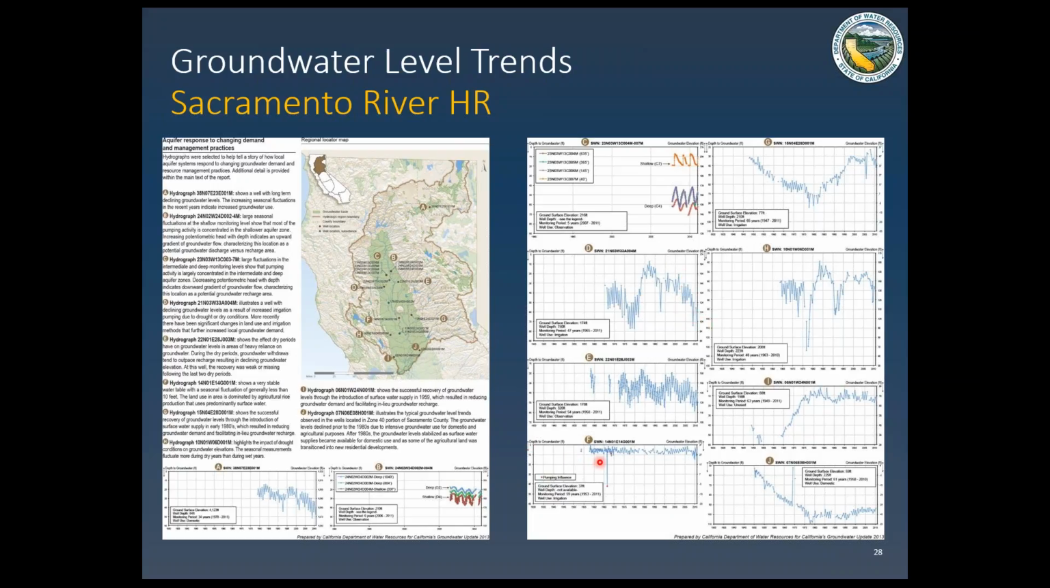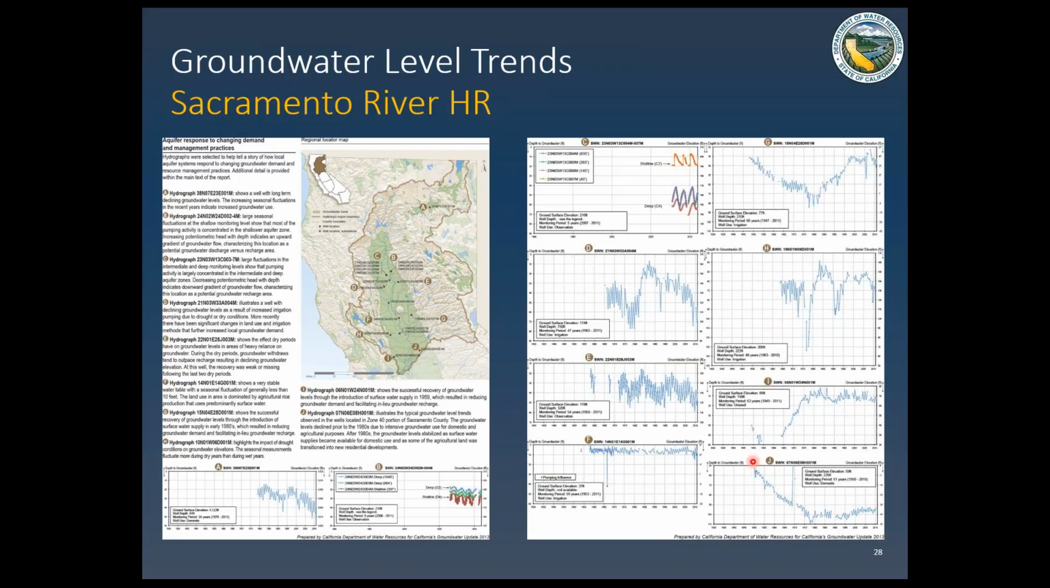We also see F, which is in this one down here. This is in an area where there's heavy rice fields, a lot of surface water being applied, so we see very stable groundwater levels. Again, we see areas here where G on the graph is basically southeast of the Sutter Buttes. We see declines going on, but because they were able to get access to surface water, they basically recovered completely and have been leveling off.